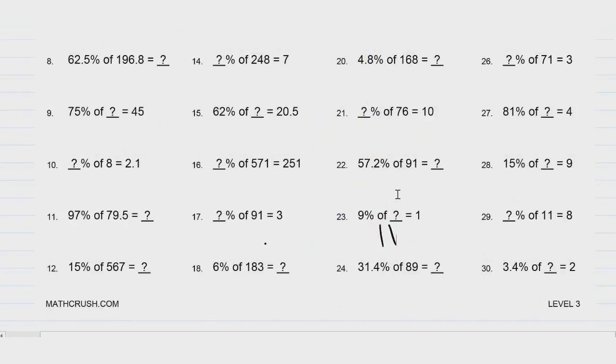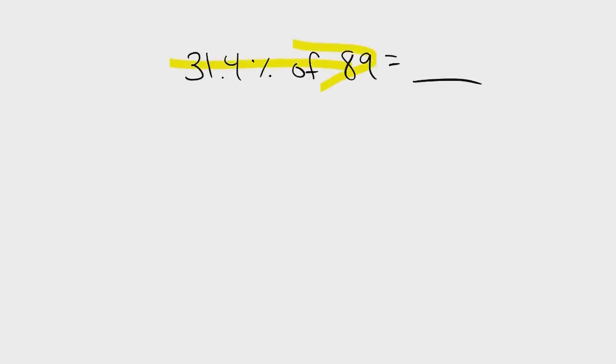Last problem in this group. We have 31.4% of 89. 31.4% of 89 equals. This is going to be a multiplication problem because we have everything over here. We can go straight through this way. Let me change this to a decimal. Ding, ding. 2 spaces to the left. Always. 0.314 times 89.